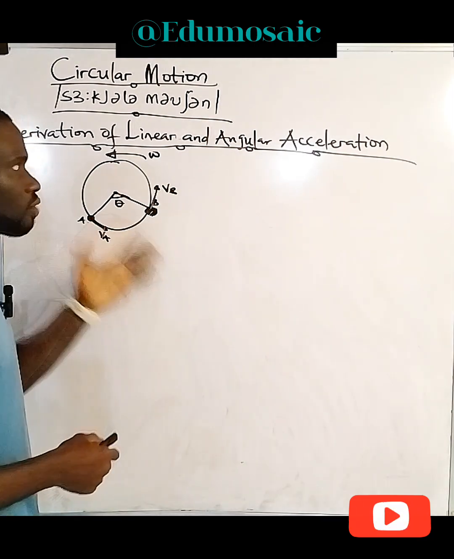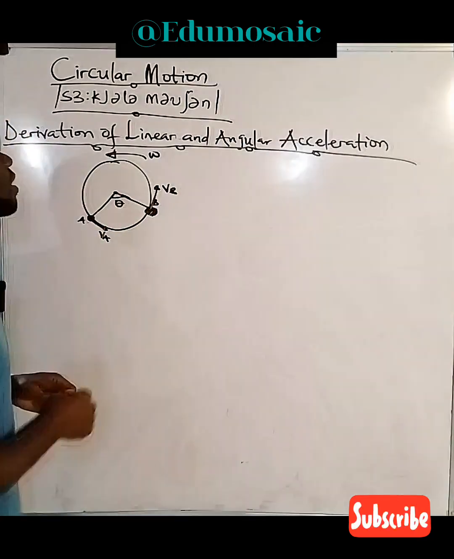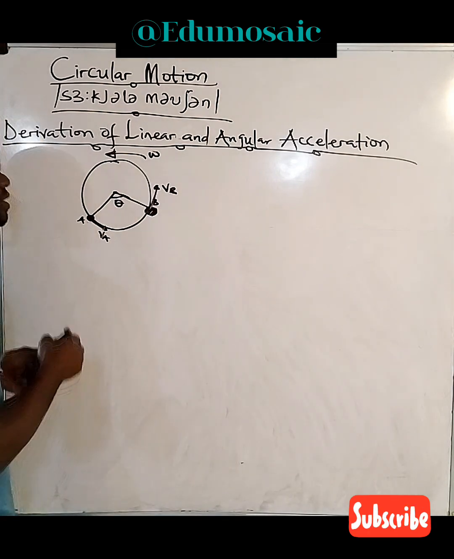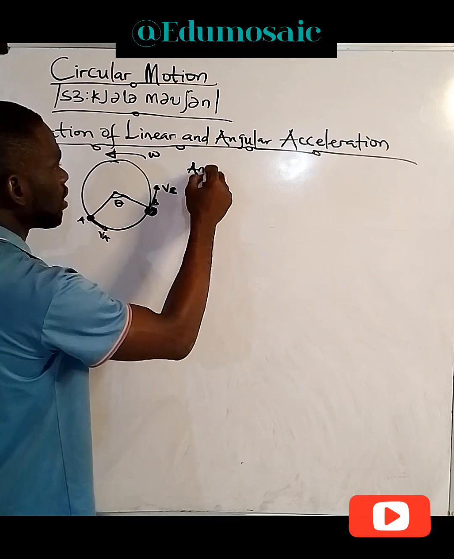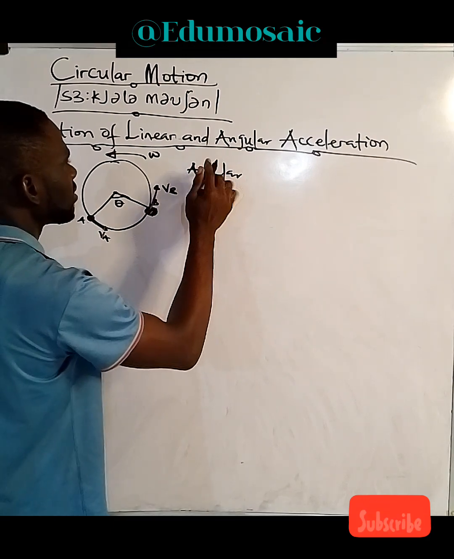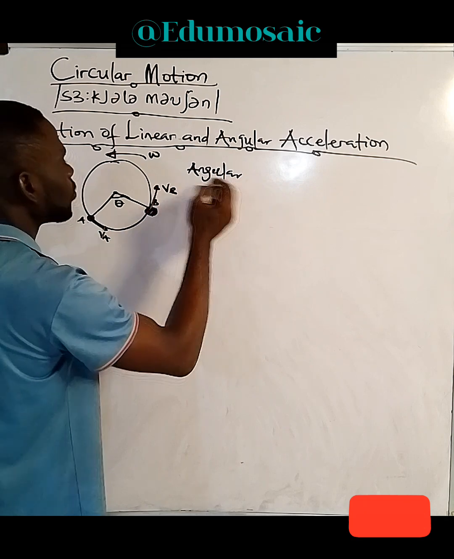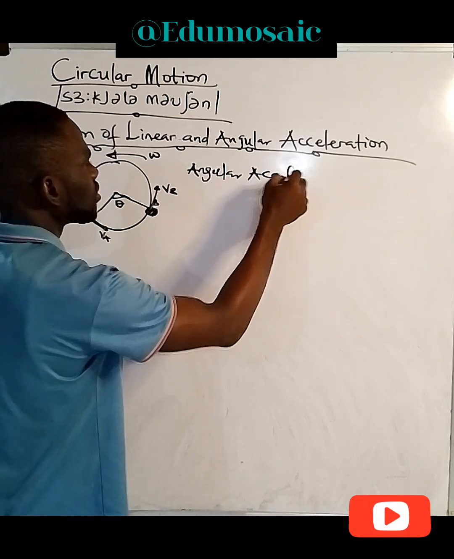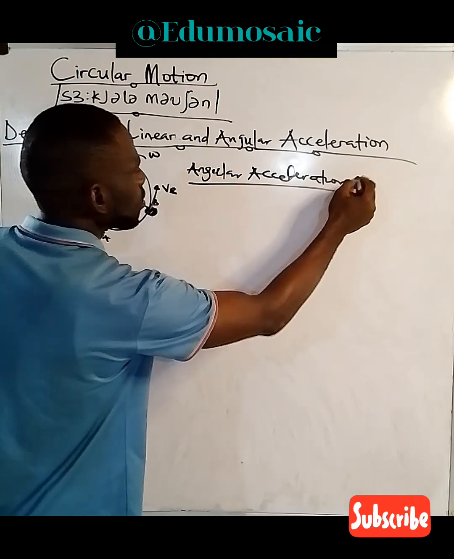So how do we derive the formula for linear and angular acceleration? Let's start with angular acceleration first. Angular acceleration is going to be denoted by alpha.